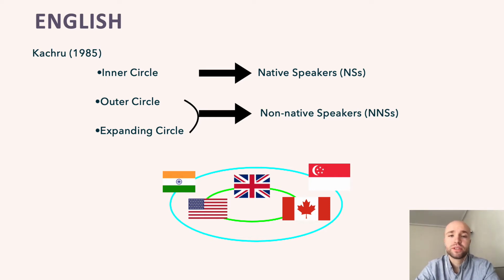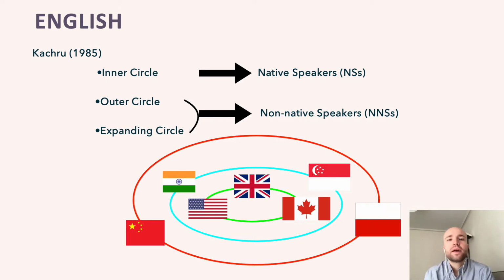In the case of outer circle, these are countries that have been previously colonized by an inner circle territory, and as a result of this, English is institutionalized and is used in education and administrative fields. For instance, Singapore or India. And finally, expanding circle countries will be those countries that have taken English as their major international language but haven't undergone any kind of colonization by an inner circle territory, like China or Poland.